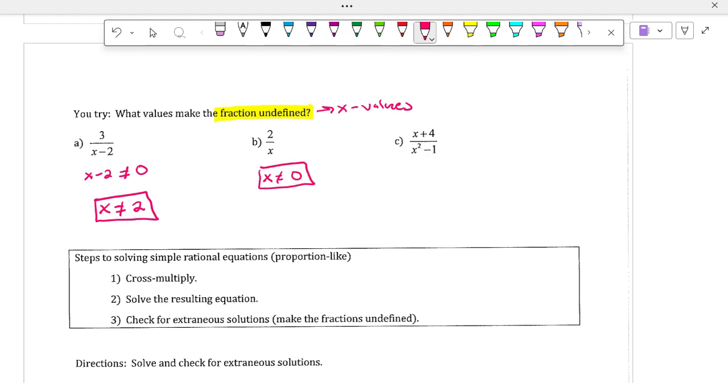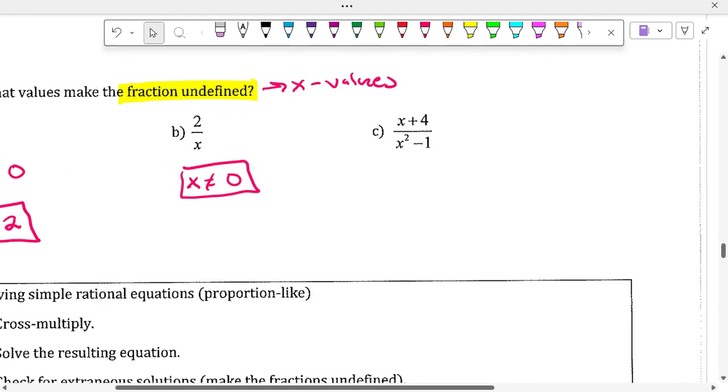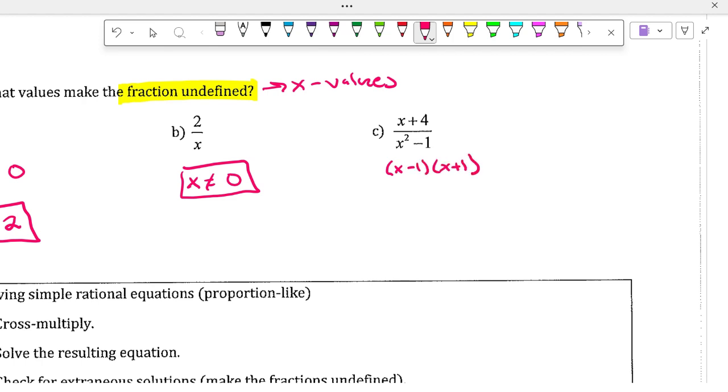Now, the last one. Think about this carefully. What's the denominator look like to you guys? It's a what? It's a difference of squares. So what do you think I'm going to have to do first before I set it equal to 0? Factor it. How would I factor that difference of squares? X minus 1 times x plus 1. So this actually has 2 excluded values. So if we were to graph it, it would have 2 vertical asymptotes. All right.